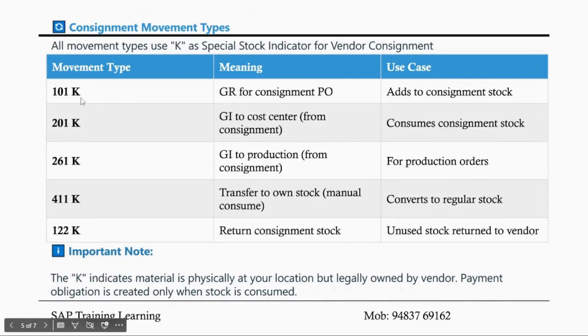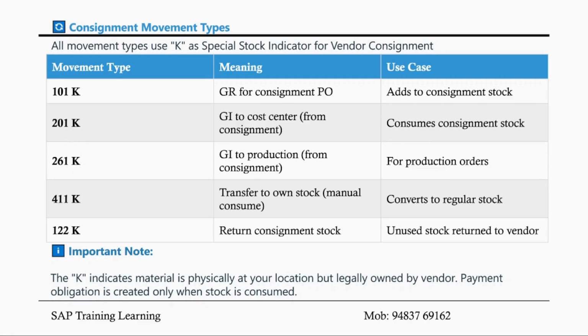We have seen these movement types 101K, 201K, and 411K. Today, let's continue with the 261K. For this, understand the concept. We are issuing the goods to the production department. To issue to the production department, you need to have production orders. Meaning, before we do this movement type transaction, we should have a production order.